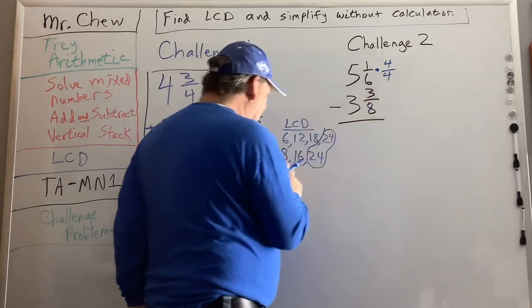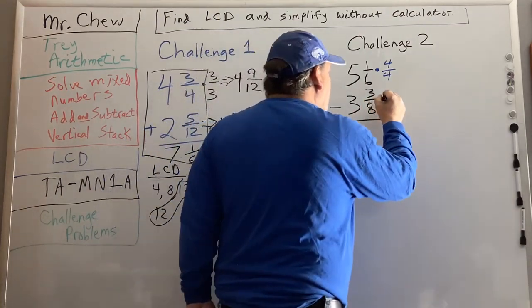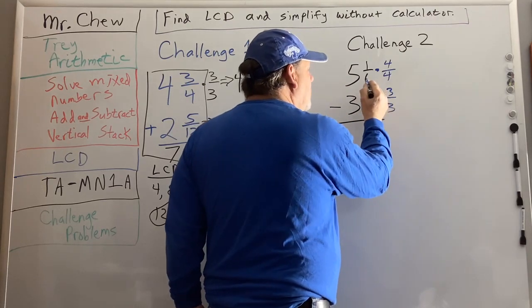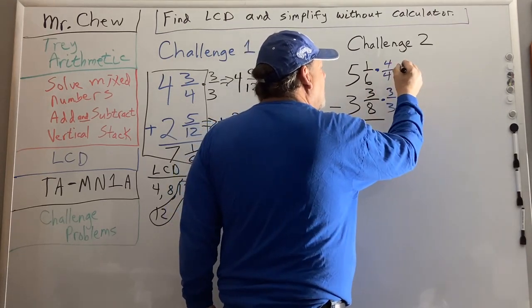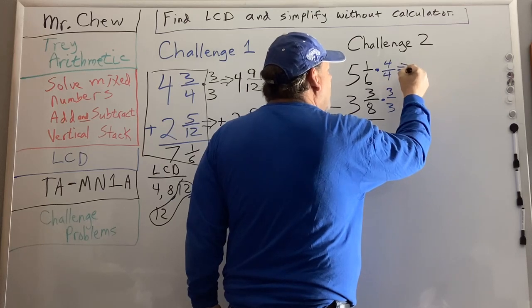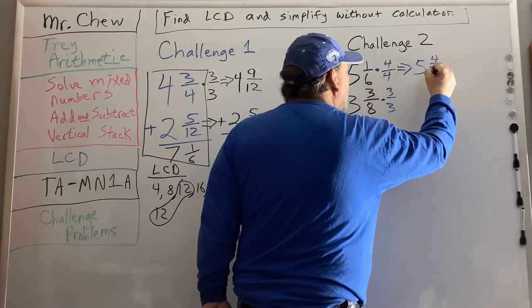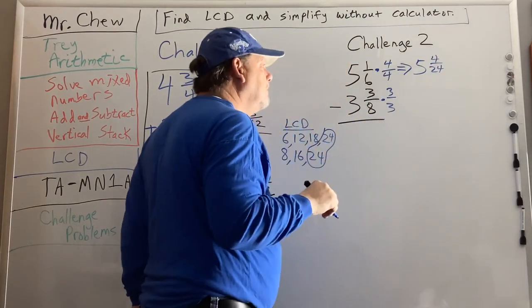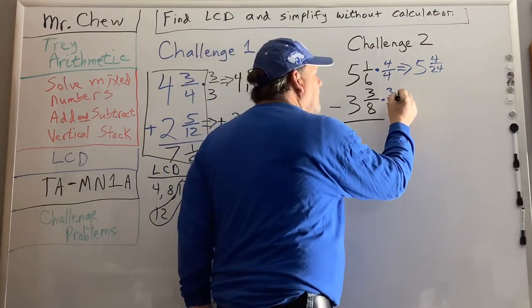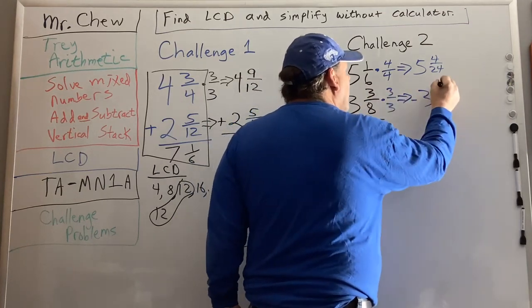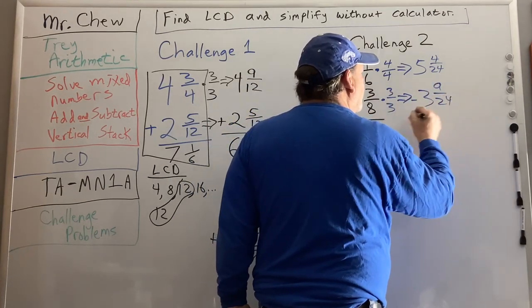What do you multiply the 8 by? Count them. 1, 2, 3. You got your 8 times 3, you get 24. Your 6 times 4. So just this whole number carried over is 5. 1 times 4 is 4 24ths. And then this is subtracting 3 and 9 24ths.